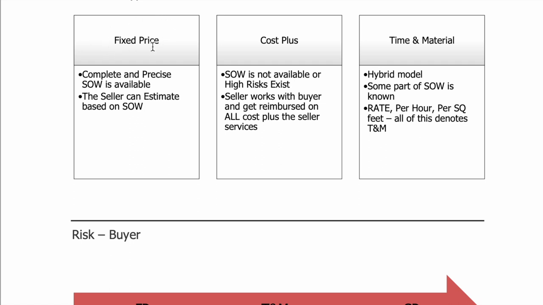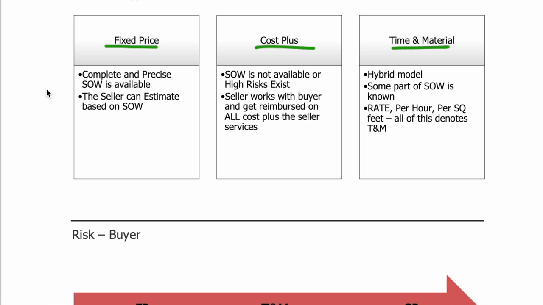Then we discussed the contract types: fixed price, cost plus, and time and material. So what is fixed price? Fixed price is when I have a good SOW with me, so my sellers can estimate and give me a good estimated price. They can say, this is the specification, this is the price. So it becomes fixed price. In case the specification changes, they're going to ask for more money. But in case you are pretty confident about the specifications, then it works for you.